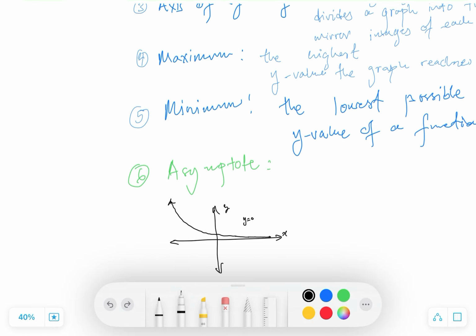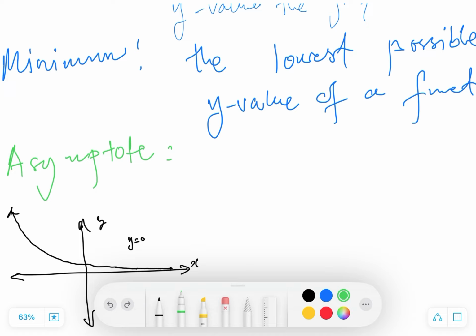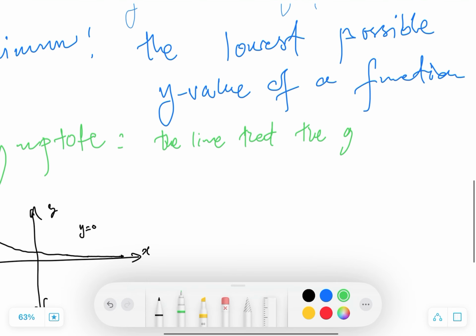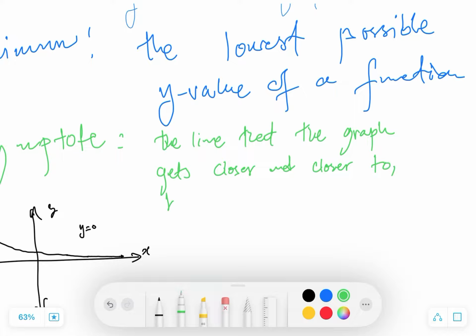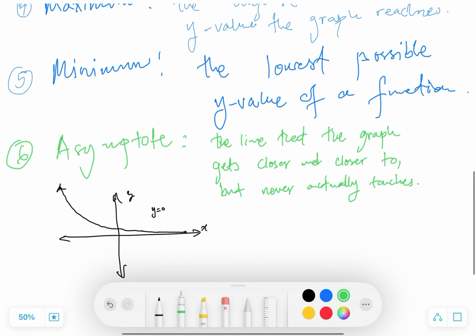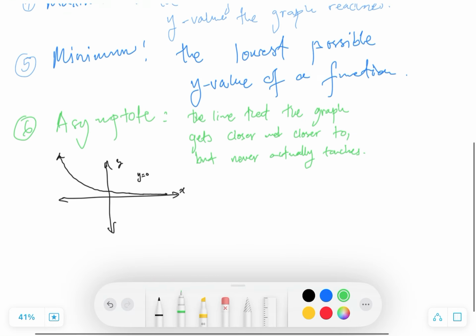Let me quickly give the definition. So this is the line that the graph gets closer and closer to, but never actually touches. Yeah. And the last one will be the turning point.